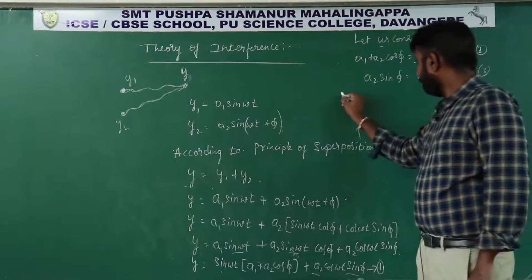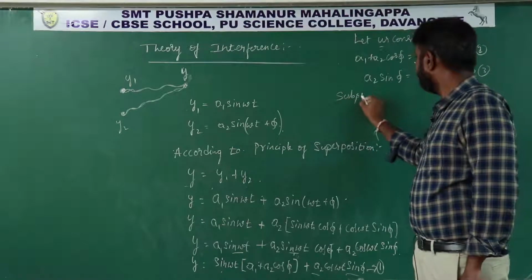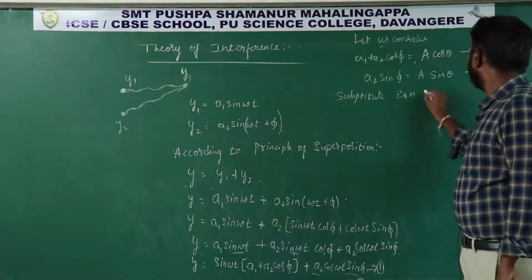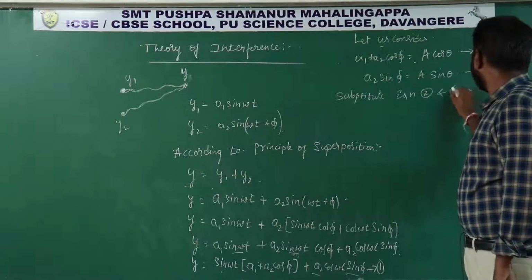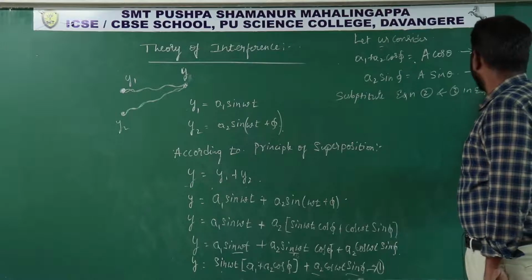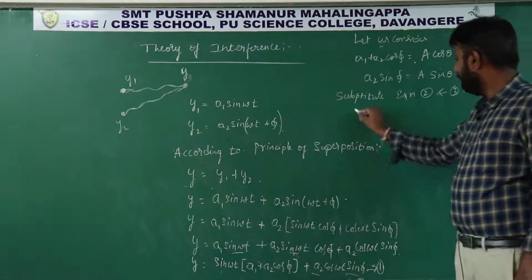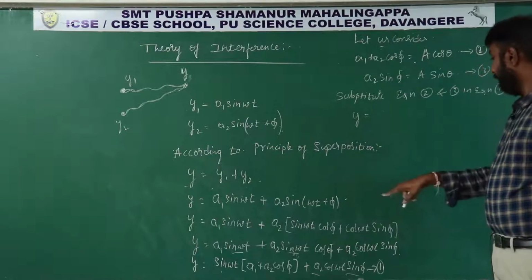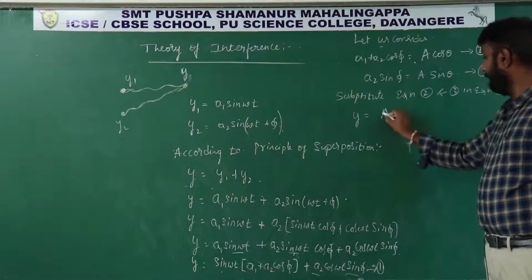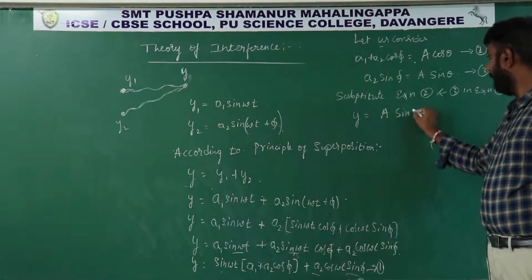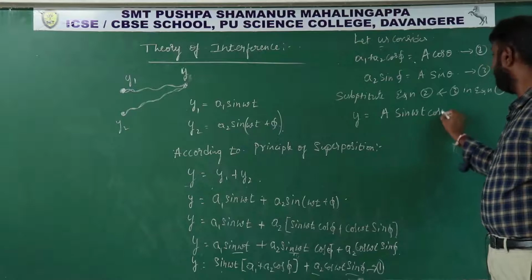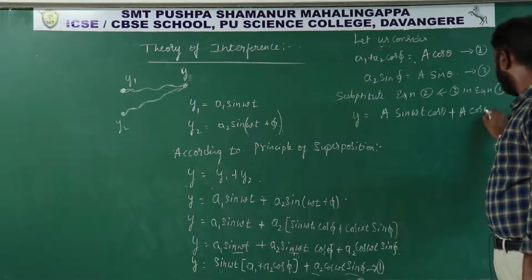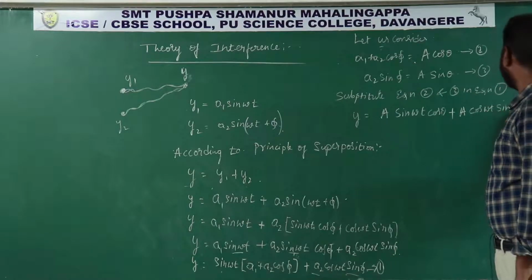So substitute equations 2 and 3 in equation 1. You will get y is equal to sin omega t times (a1 plus a2 cos phi) as A cos theta. I can write A sin omega t cos theta plus A cos omega t sin theta.